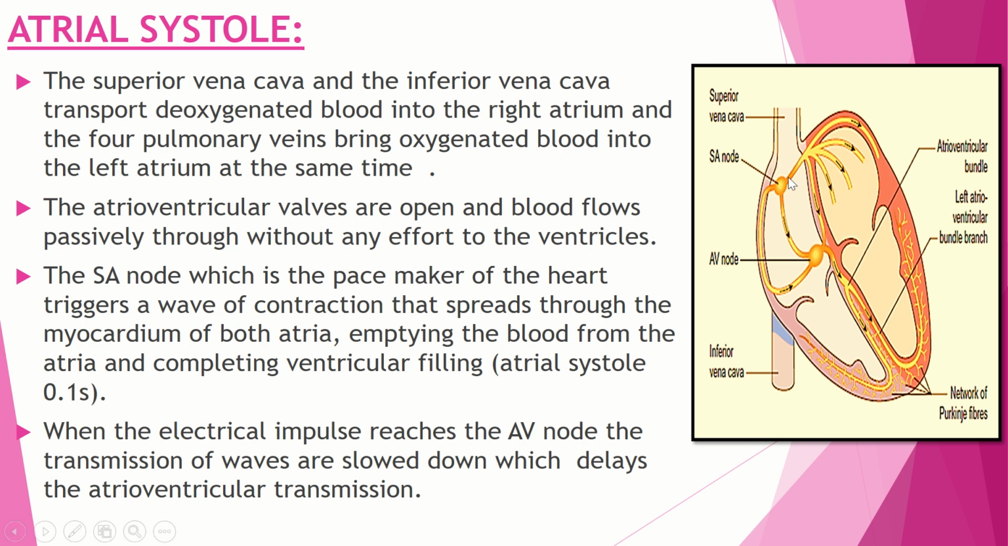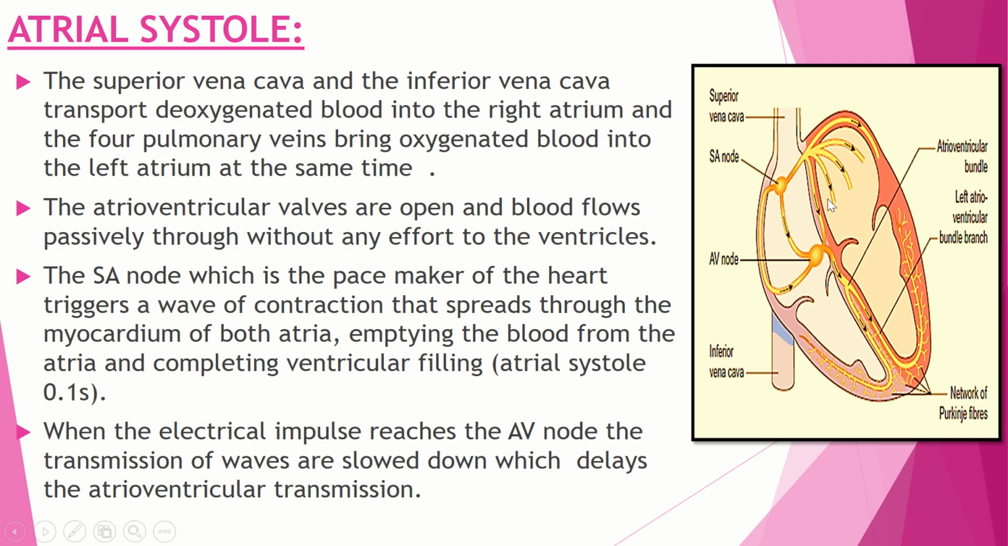When this cannot function properly, at that time the artificial pacemaker is implanted in the heart. But the original pacemaker of the heart is this SA node. This is the one which triggers the wave of contraction and spreads the electrical impulse to both the atria, that means the upper part of the heart.